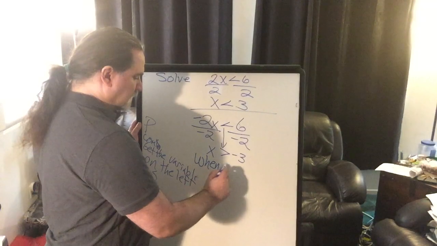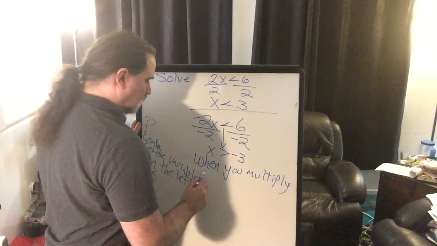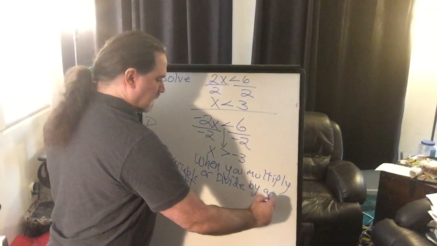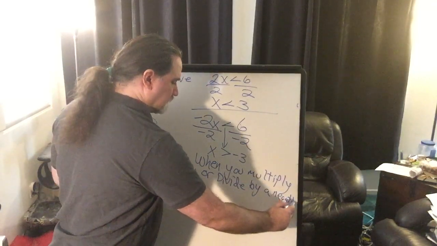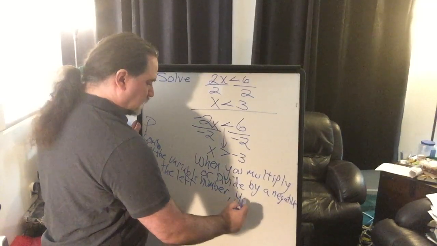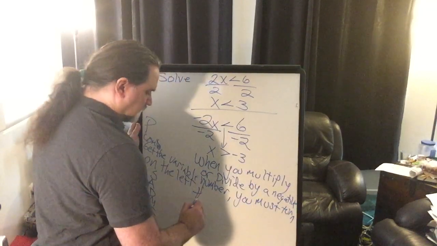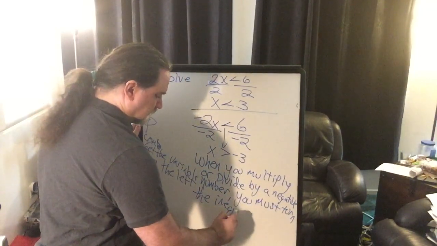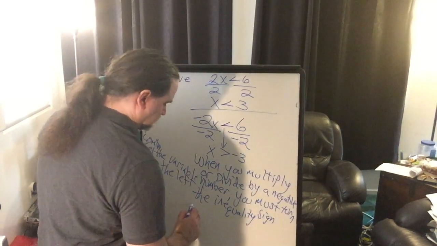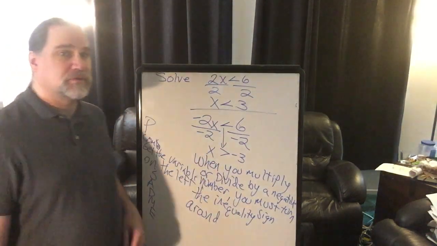So here we go. When you multiply or divide by a negative number, you must turn the inequality sign around. You must turn it to face the other direction.